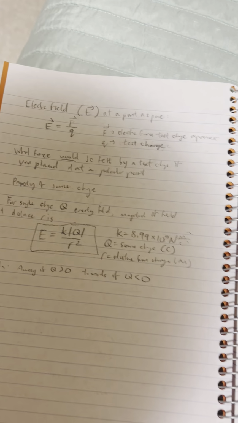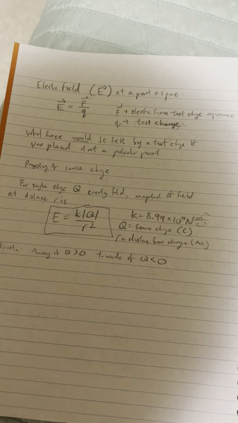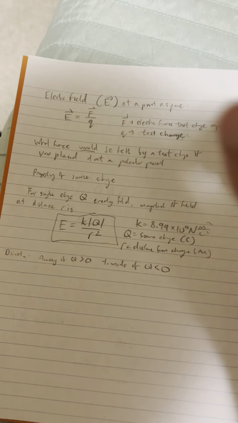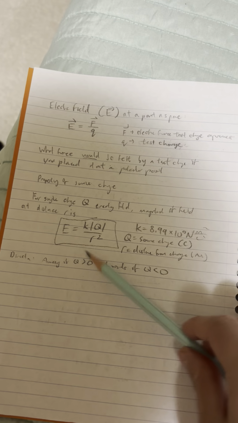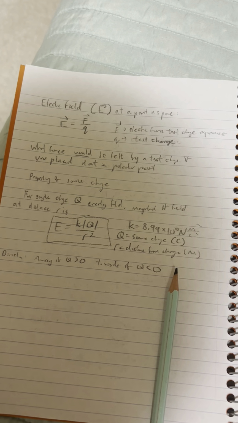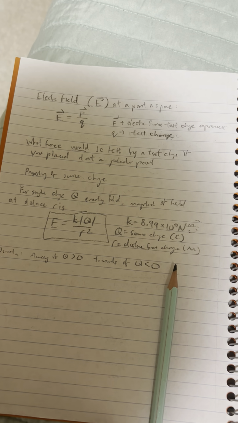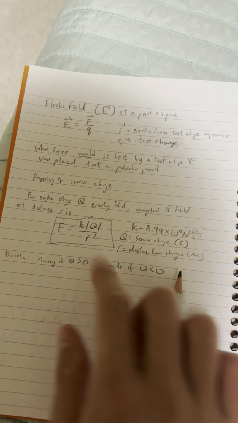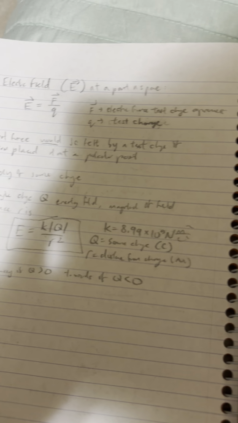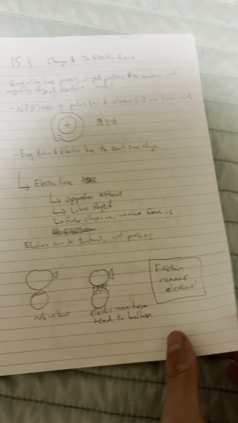Q denotes the charge. And we can also say for a single charge, big Q, say this pencil is a charge, even though it probably isn't, we can find the magnitude of the electric field at a certain radius using this equation. And K once again is Coulomb's constant that we saw earlier. And here are some more notes about it.